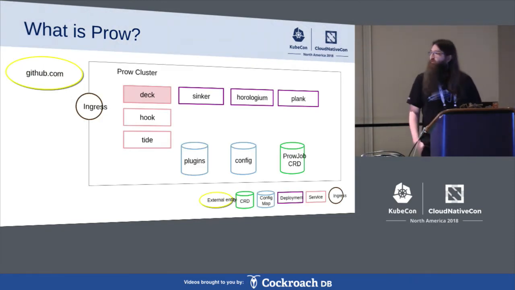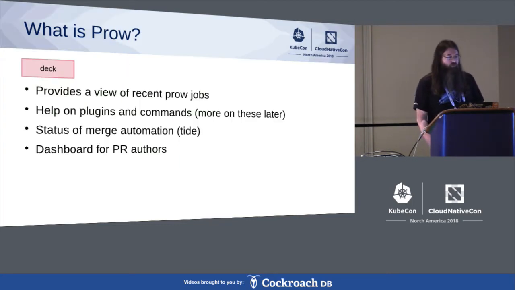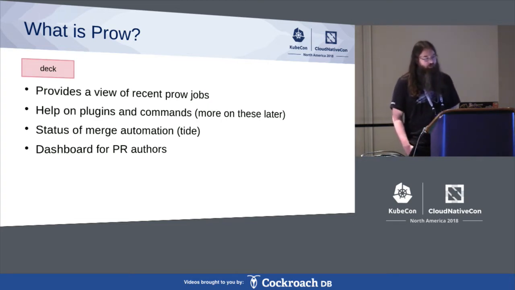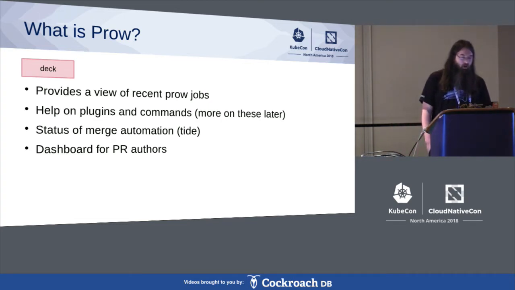And so now we have a job that's running, and we want to look at it, find out what happened. It doesn't really help us if we can't see what's going on. And so Deck is going to give us a view of current and recent Prow jobs. This is not a forever view, so if you need a longer-term view of what test execution is, you need to go somewhere else, and there's some things that will help with that later on.